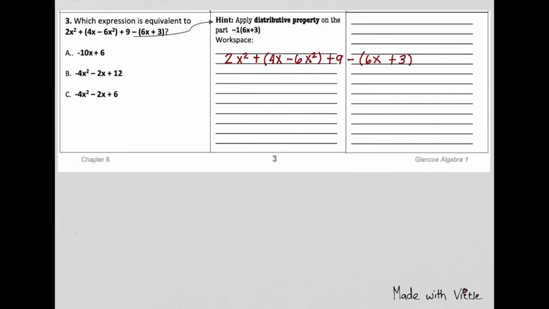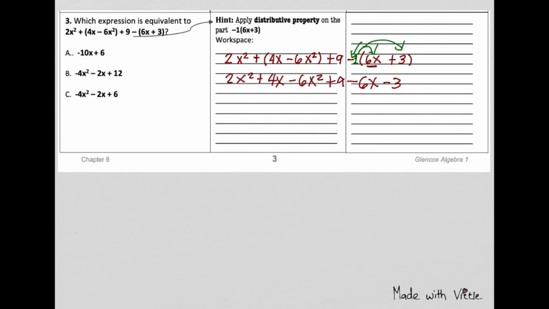Make sure you copy the expression correctly. As you can see, there is a subtraction here. So actually, there is a negative 1 there, right? What you do is multiply the negative 1 to each of the terms inside this parenthesis. So it's like you're changing the signs of each term inside. A negative 1 times positive 6 will be a negative 6x. A negative 1 times positive 3 will be negative 3. Now copy the rest of the expression.